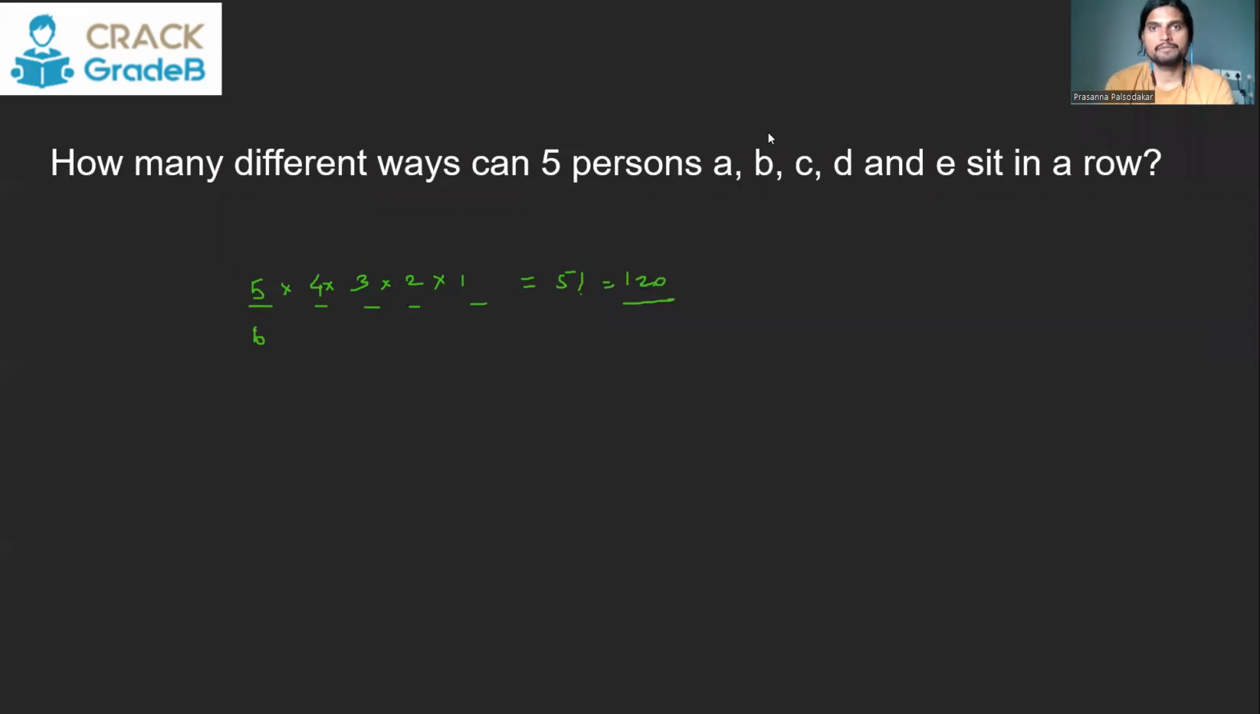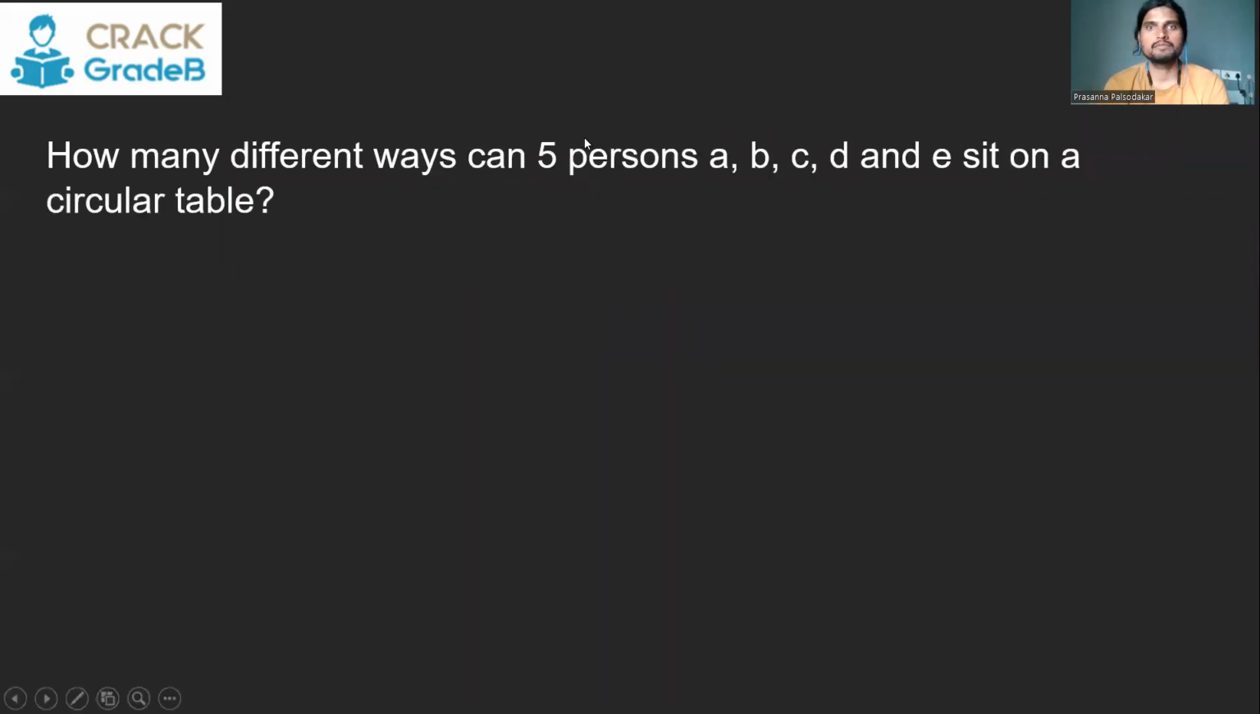Let's see one more. How many different ways can 5 persons A, B, C, D, E sit at a circular table? This time, you need to understand that circular arrangement is different from linear arrangement. Let me give a quick example.